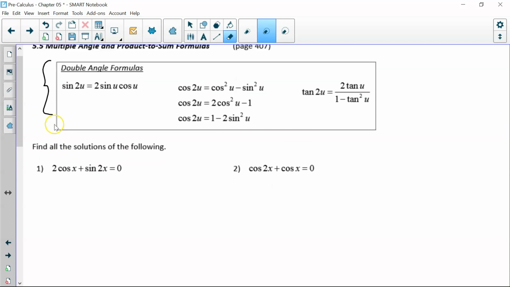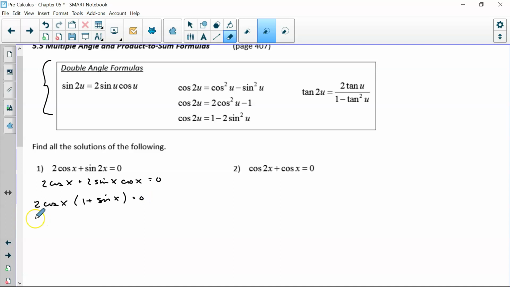So we have 2 cosine x. We can leave that as is. Now sine of 2x, we need to replace it. So what we have here is 2 cosine x, and using the double angle formula, it's going to be plus 2 sine x cosine x equals 0. Looking at the common factors here, we can factor out a 2 cosine of x, and when we do that, we get 1 plus the sine of x equals 0.